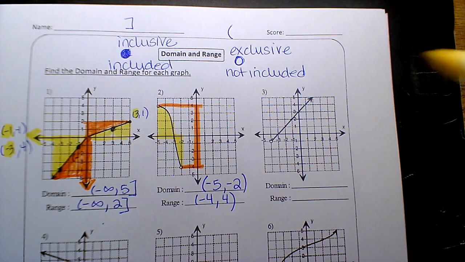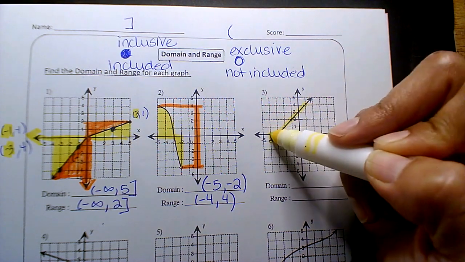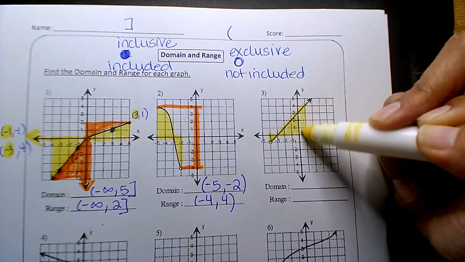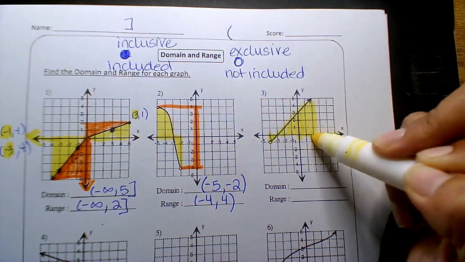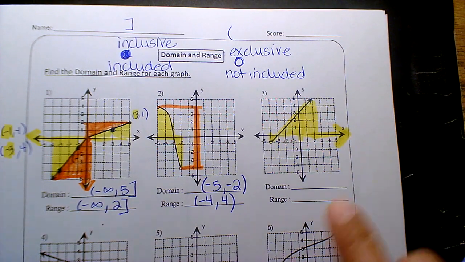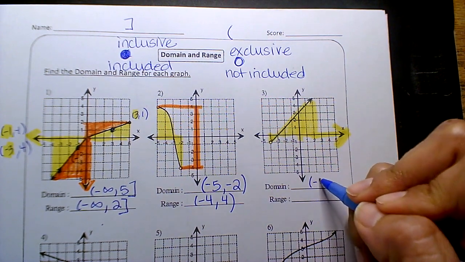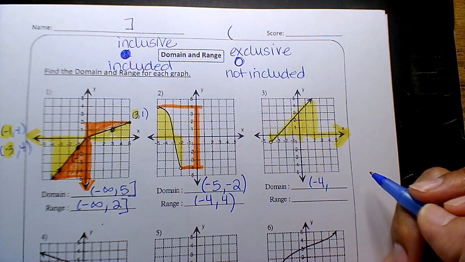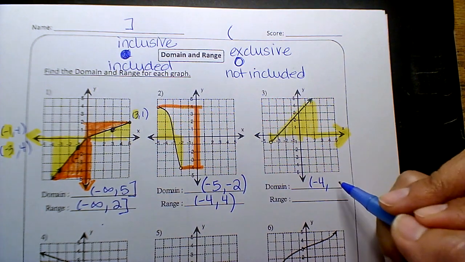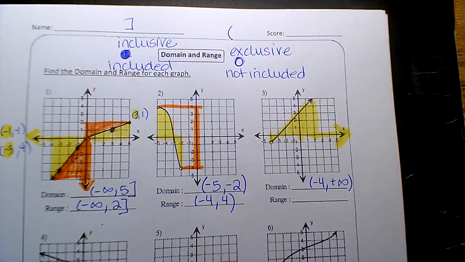Okay, so domain, it's an exclusive point here, and then it follows along, it comes down, and it's an arrowhead, so really if it's an arrowhead, it's going on forever and ever and ever, right? Okay, so what's my domain then? -4 parenthesis to what? If it's an arrowhead, yes, Isaac? Infinity. Yes, positive infinity, and infinities always get a parenthesis.